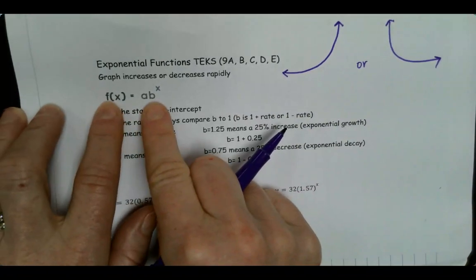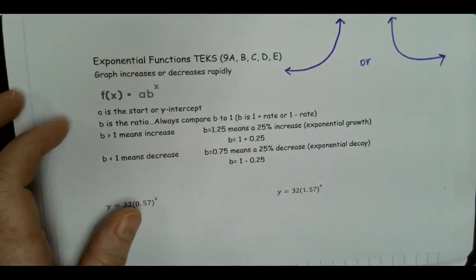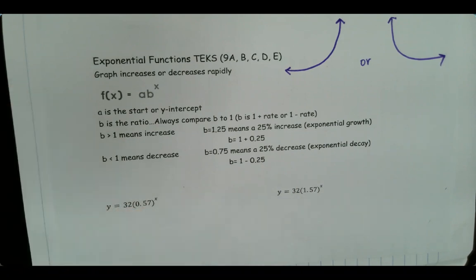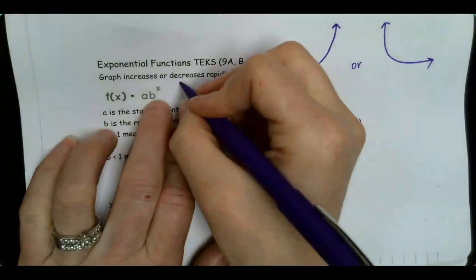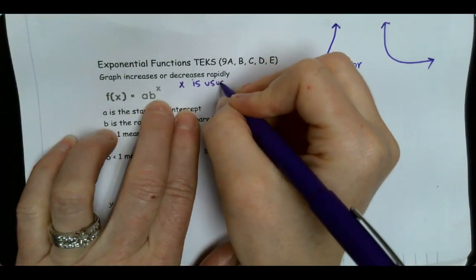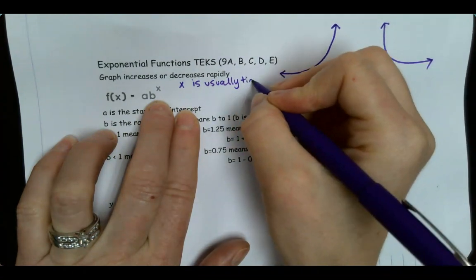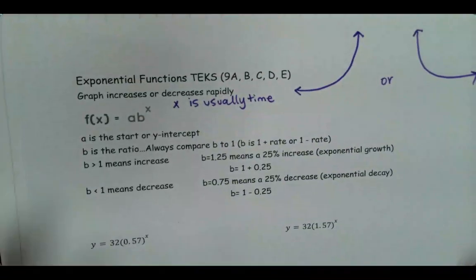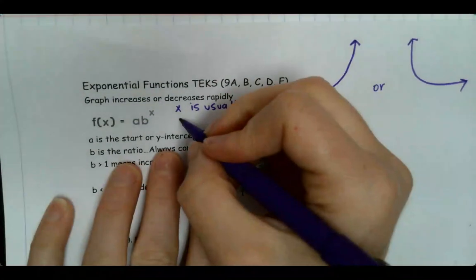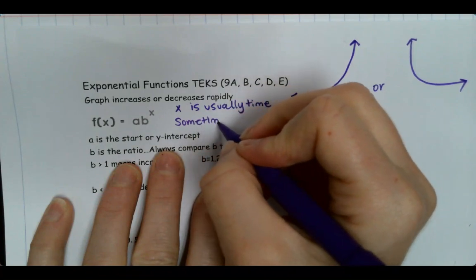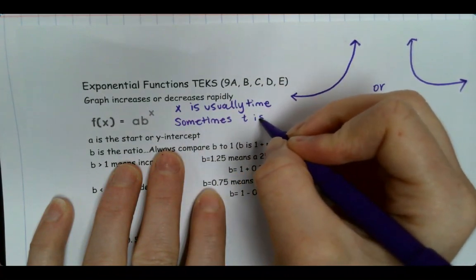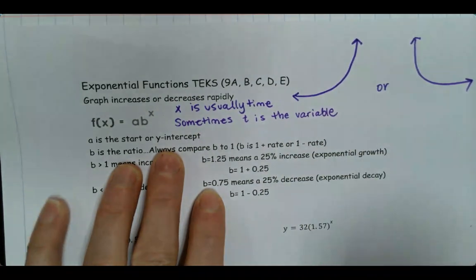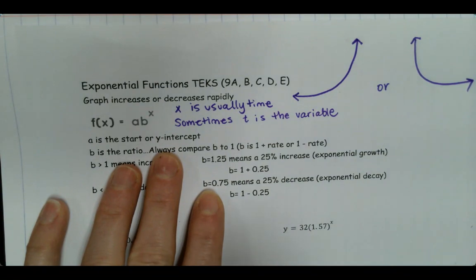The function has this form, a times b raised to the x. See how the variable is your exponent? X is usually time. Sometimes t is the variable. So it could say a times b raised to the t.